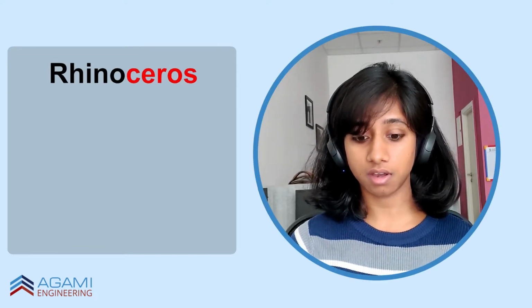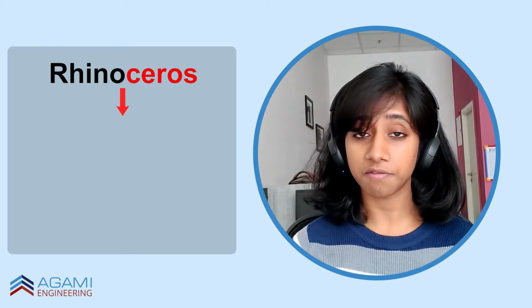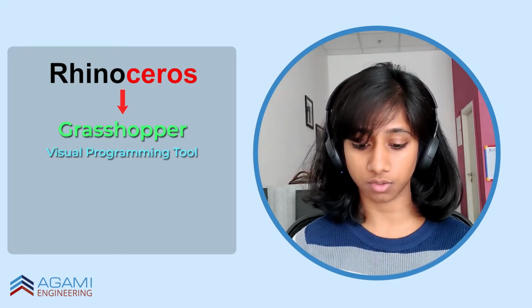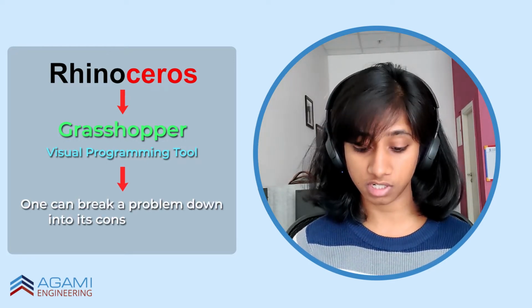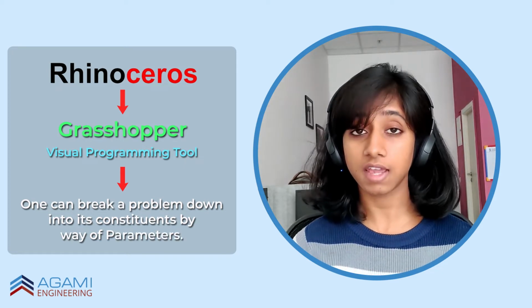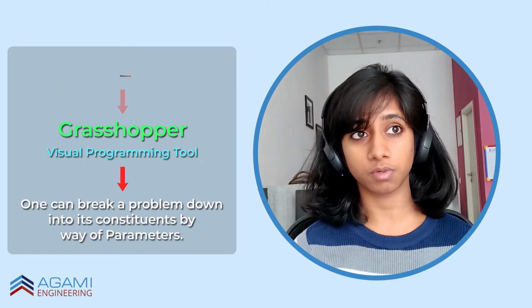The interface is structured like this. Rhino is the parent environment with a typical 3D modeling space and CAD-like modus operandi. Within this, Grasshopper is a visual programming tool. And in Grasshopper, one has the ability to break a problem down into its constituents by way of parameters. This process of parameterizing a problem is what makes Grasshopper a very elegant tool to solve problems, the kind which we will be looking at in a bit more detail in our future videos and discussions.